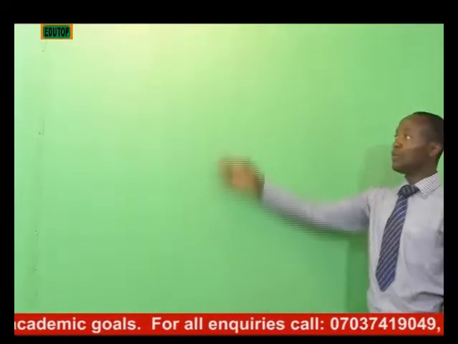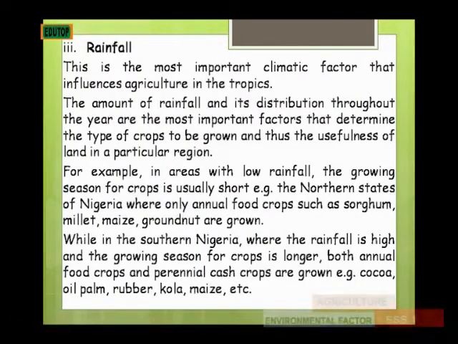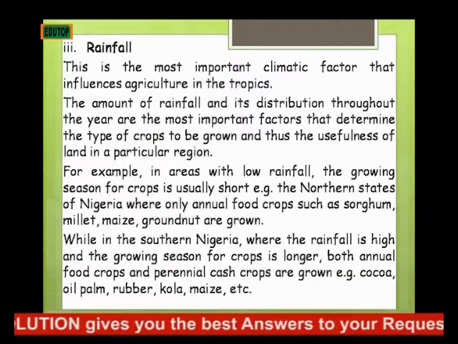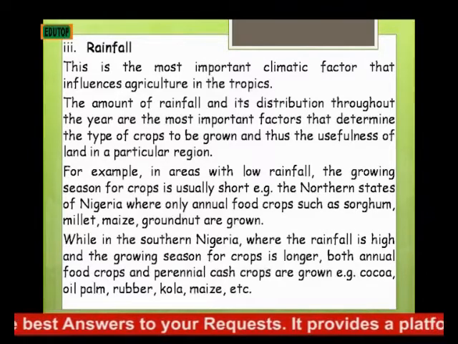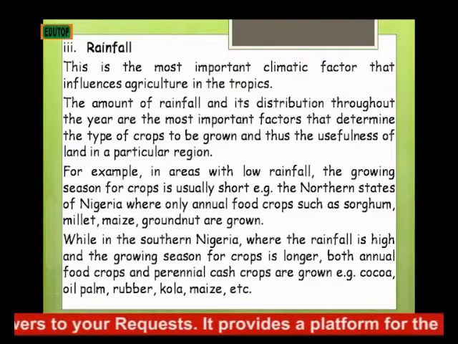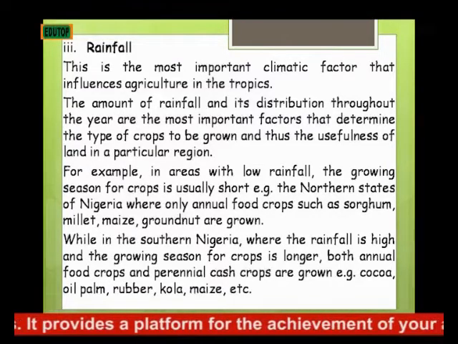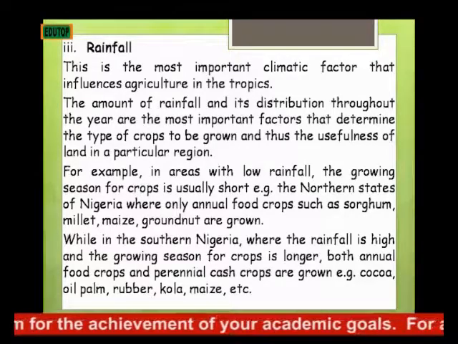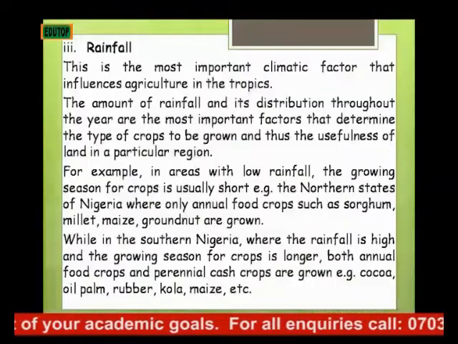Now we'll be looking at rainfall, which is a third element of climate that affects agricultural production. This is the most important climatic factor that influences agriculture in the tropics. The amount of rainfall and its distribution throughout the year are the most important factors that determine the type of crops to be grown and thus the usefulness of the land in a particular region. For example, in areas with low rainfall, the growing season for crops is usually short, just like what we have in the north, where we have a shorter period of rainfall.